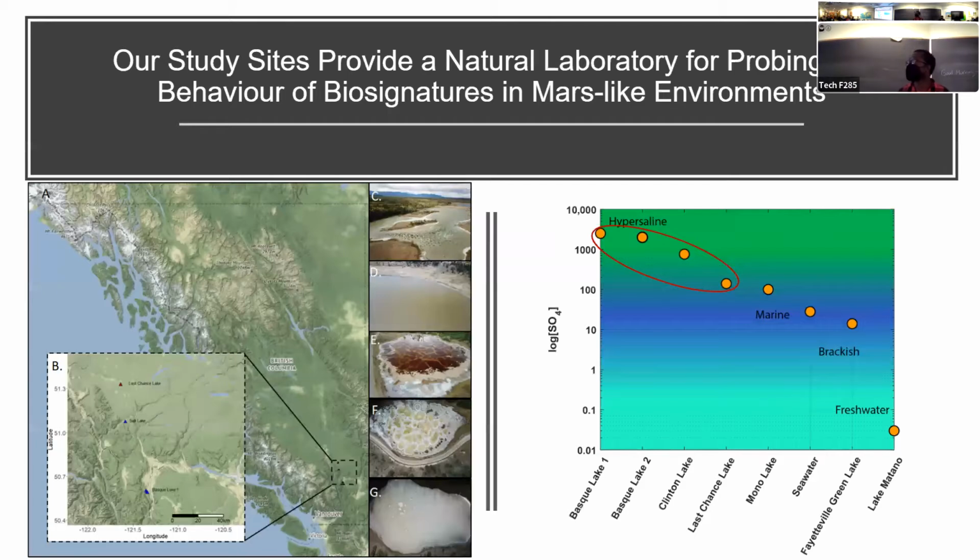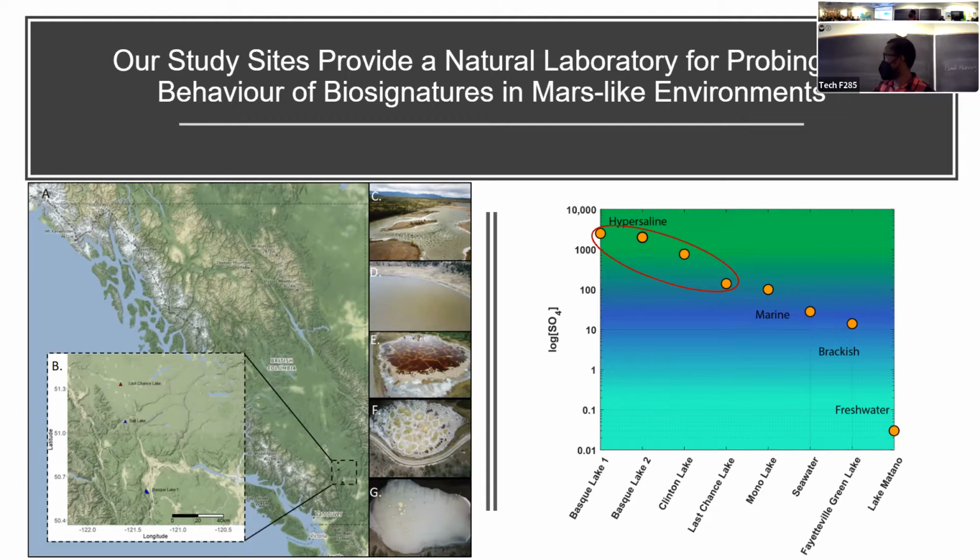analog lakes. So to set the setting for my study sites, I study these hypersaline lakes in the interior of British Columbia. These hypersaline lakes are very unique in that they have extremely high sulfate concentration, shown here. So on the y-axis, I've got log sulfate concentrations, and on the x-axis, just the settings of different aqueous systems.